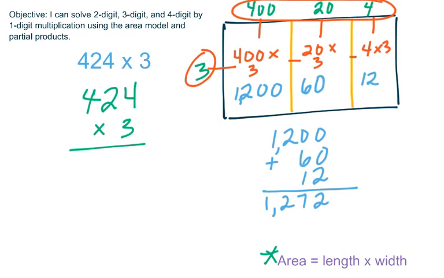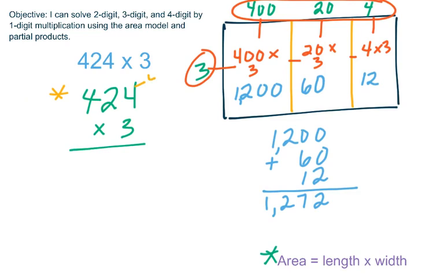Alright, we're going to check this now by performing this problem using partial products. Again though, this is almost the exact same as this area model, it's just formatted a little bit differently. So in the respect of my vertical problem, I'm going to label each of my place values so I know exactly what number I'm multiplying by.